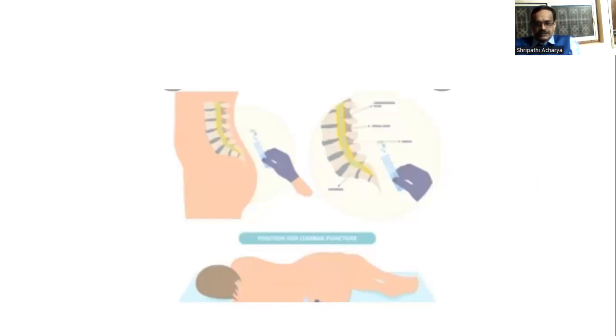Between that intervertebral disc, the needle is passed. It is passed towards the abdomen and slowly we feel the resistance when the needle passes through the ligament in front of the spinal canal. Then we feel the resistance relief. Then if you remove the stylet, the CSF will come out.